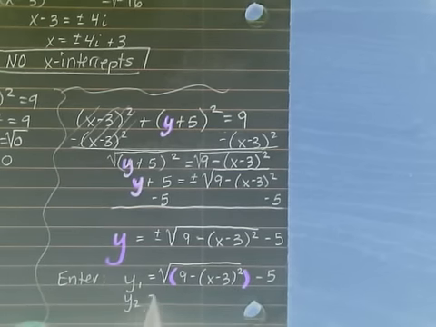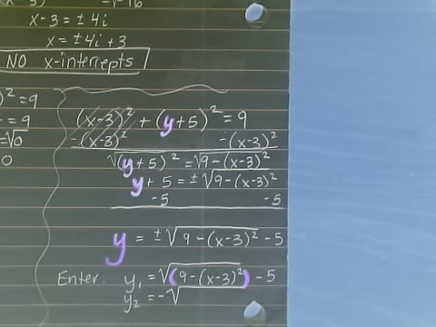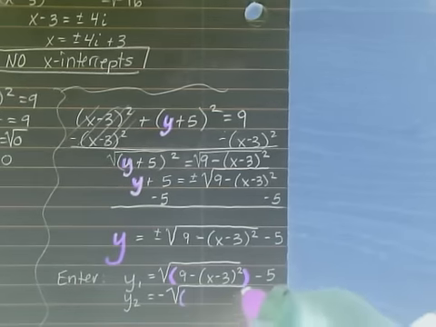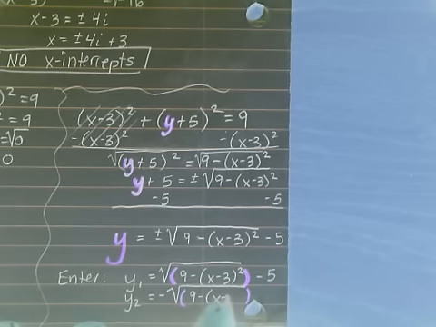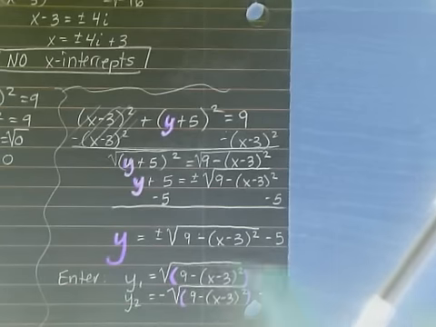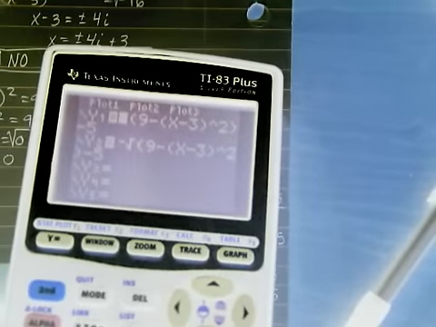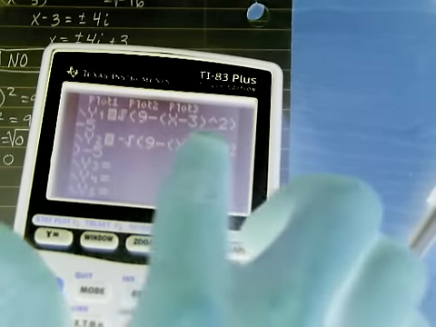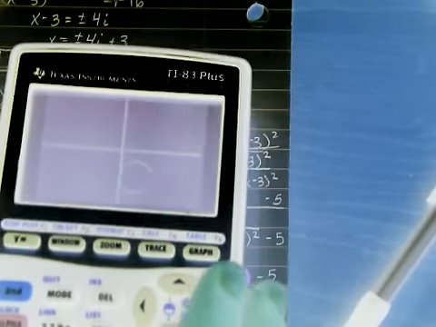And then into y2, you're going to put negative, not minus, you're going to use the negative button, and enter the exact same function. So again, when I enter this into my calculator, I'm going to put parentheses around everything we're taking the square root of, and around the x minus 3, since only the x minus 3 is being squared. So when I go ahead and enter it, let me show you how that looks in my calculator. Notice the two sets of parentheses here and the minus 5 on the outside.